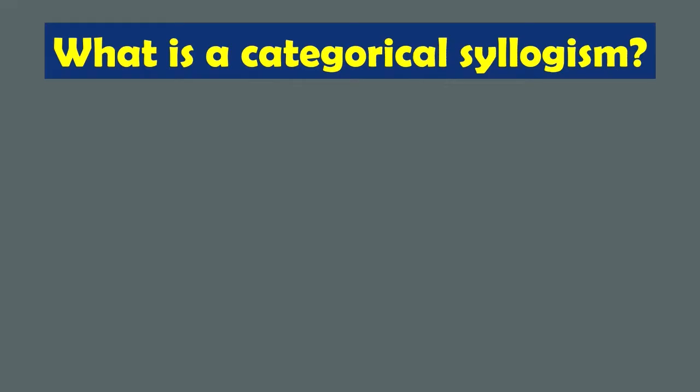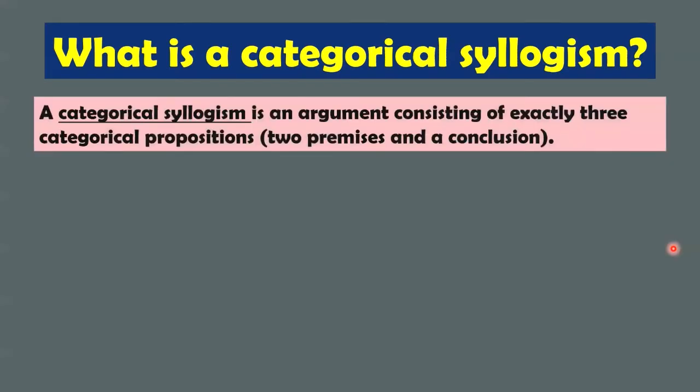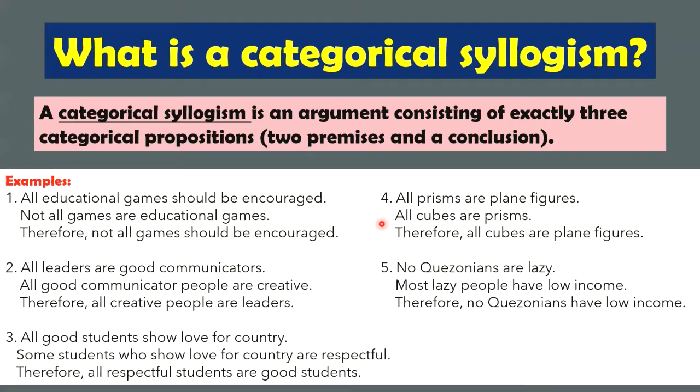By the way, what is a categorical syllogism? Here, a categorical syllogism is an argument consisting of exactly three categorical propositions, okay? Two premises and a conclusion. Here are some examples of categorical syllogisms, okay?